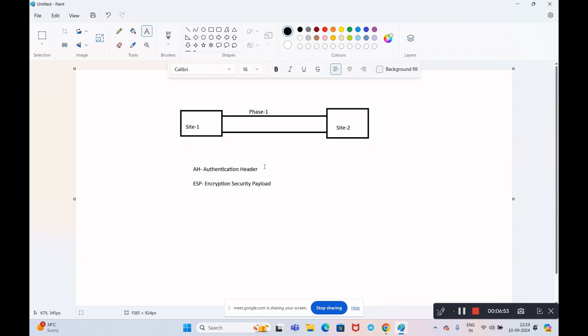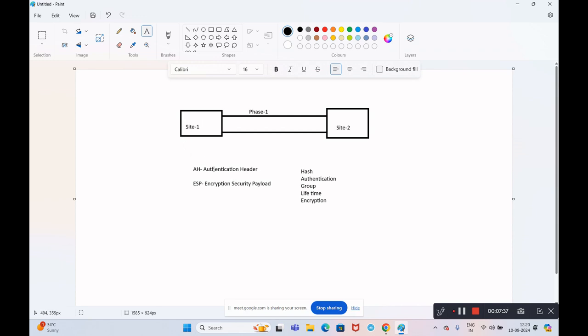Okay, understood. Along with the parameters we have discussed: hash, authentication, group, lifetime, and encryption. These are the parameters that are going to be negotiated between site 1 and site 2 in phase 2 as well. Along with these parameters, two protocols are going to be negotiated between site 1 and site 2 in phase 2.